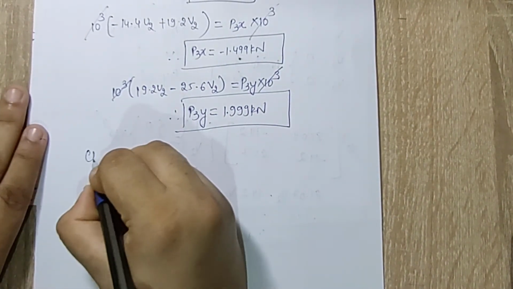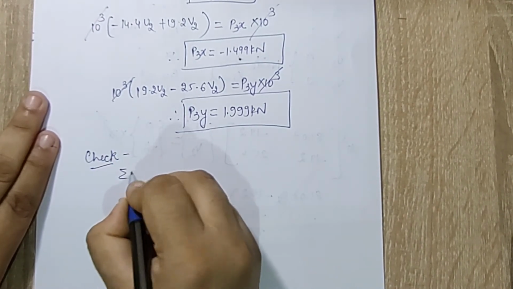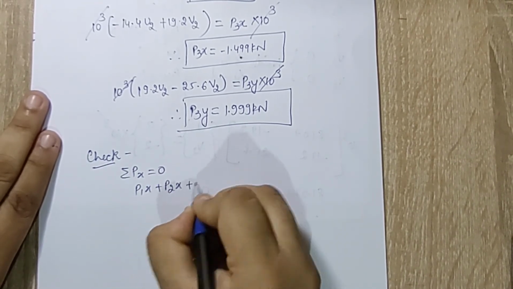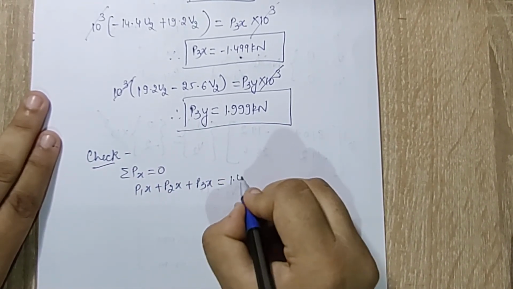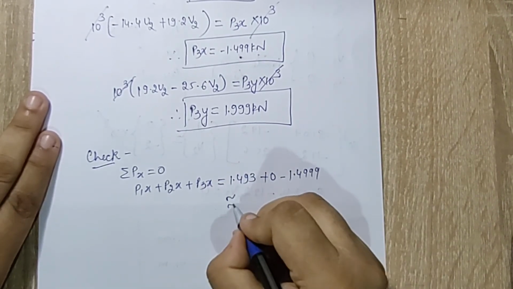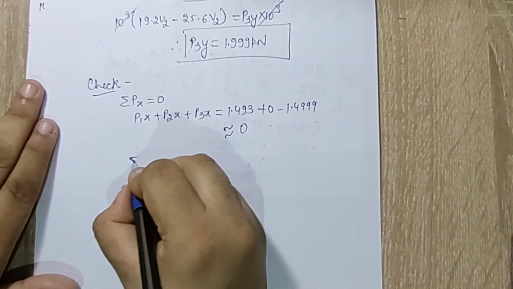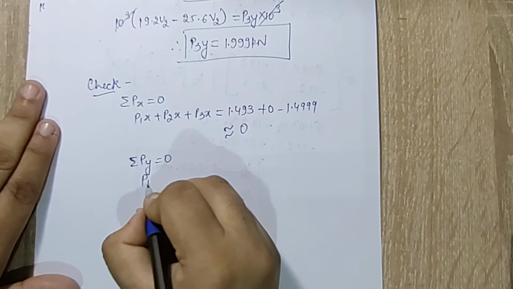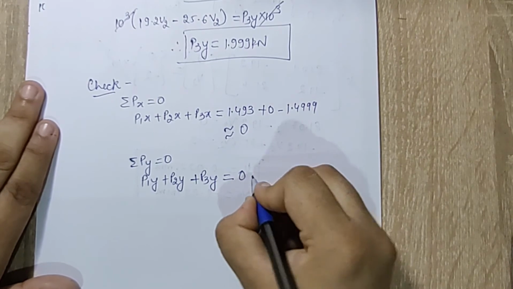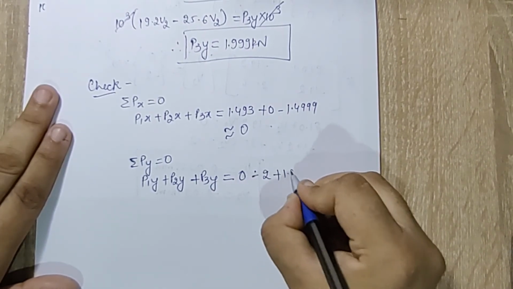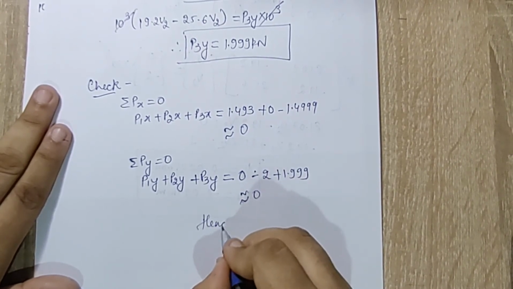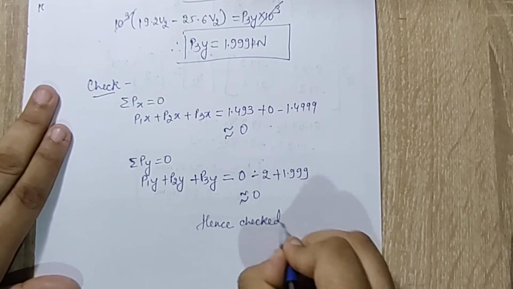Last I'll go for my check step. Summation of load in x direction should be 0. So P1x plus P2x plus P3x is 1.493 plus 0 minus 1.4999. This is approximately equal to 0. And when I check for y direction, it is P1y plus P2y plus P3y. This is 0 minus 2 plus 1.999. This is also approximately 0. Hence I have checked my solution to be correct.